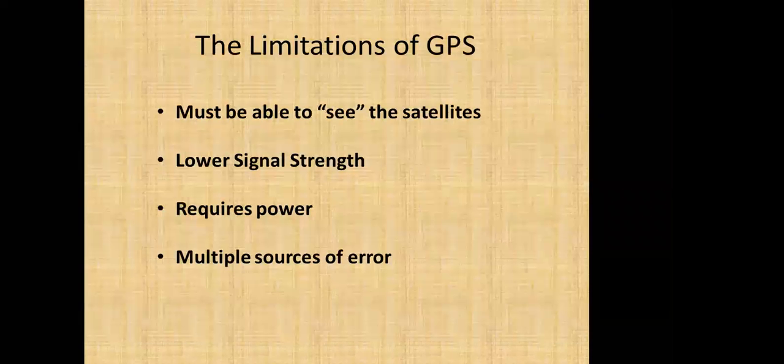Now, what are the limitations of a navigation system? First of all, a user should be able to see the satellites. He should have a minimum of 4 satellites, and only then will he get position and time. Then the signal strength is very low, and it can easily get interference from local or terrestrial signals. The GPS receiver also requires power. Then there are different types of errors which also affect our position accuracy. Next.